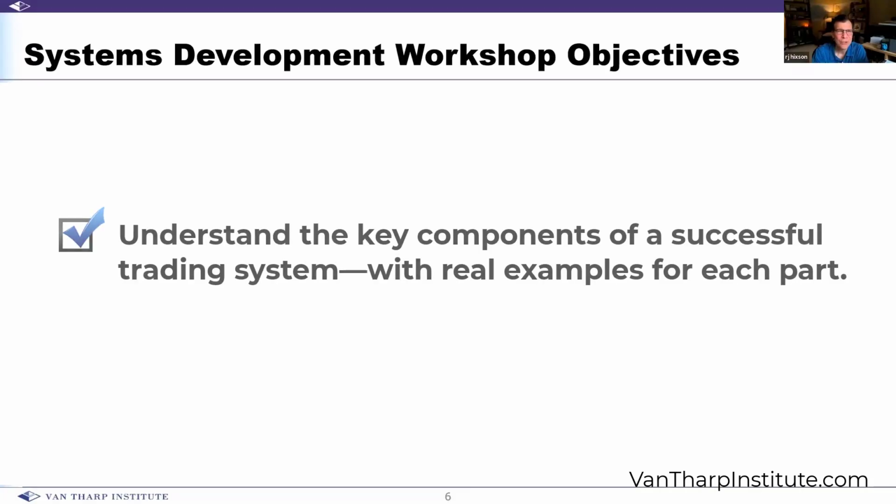All right, so first of all, you become familiar with the key parts of a system, and I'll give you a good example of each part. So we are going to cover, depending on how you count them, 10 or 12 parts of a trading system, and by the end of this workshop, you'll have a very good idea of what each part is, why it's there, and an example or two of each part.